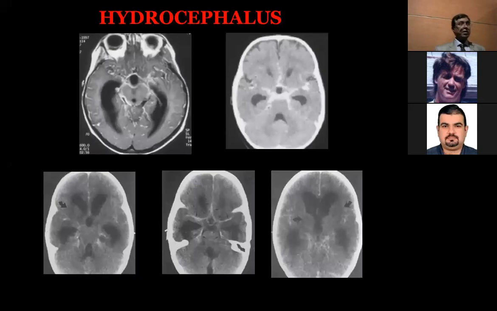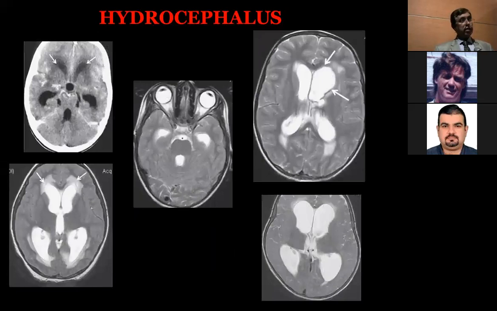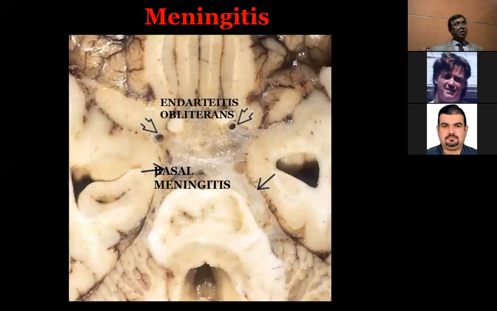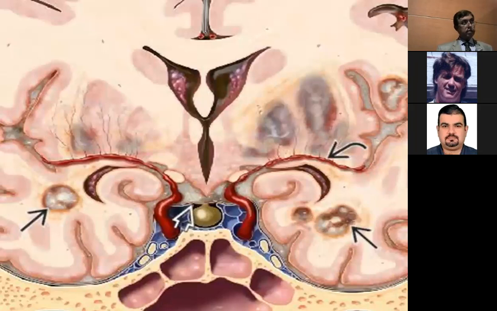And hydrocephalus in TB could be communicating, could be non-communicating, obstructive or non-obstructive. Various cases of hydrocephalus secondary to tuberculosis. And because of the meningitis, you will get a process called endarteritis obliterans, where you get the pathology inside the arteries and they will close. So the middle cerebral artery here is closed by TB. And this would lead to infarctions.